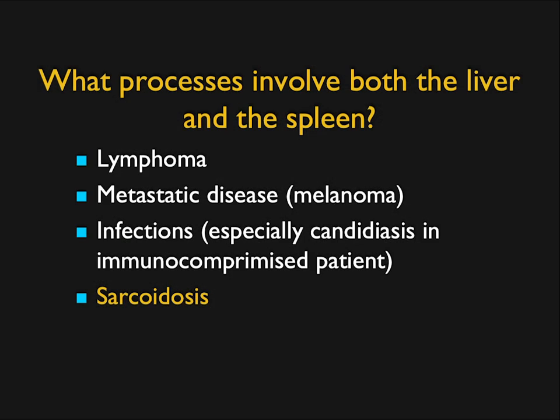Now, when you see splenic lesions, sometimes looking at other things helps you. You see a splenic mass and you see a liver mass, you think about something different than just spleen alone. If the patient is febrile, obviously, or has weight loss, there are many things that can involve both the liver and spleen: lymphoma, metastasis, infection, but I want to mention sarcoid.